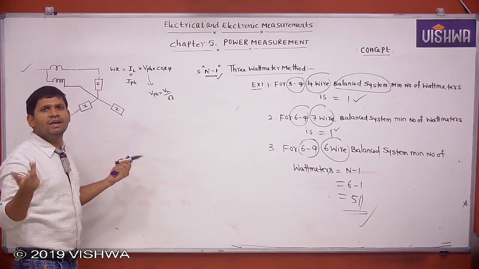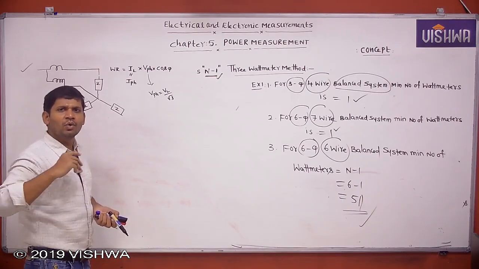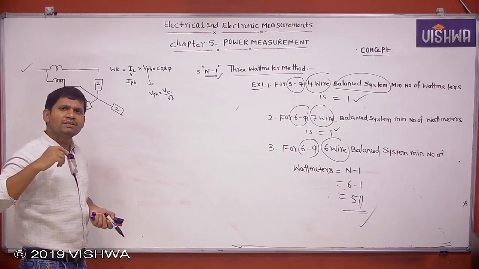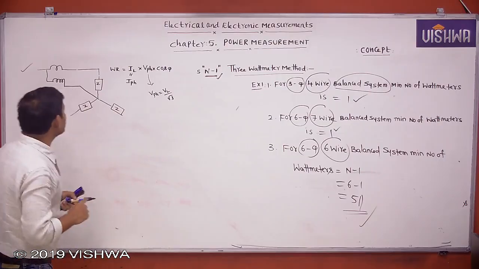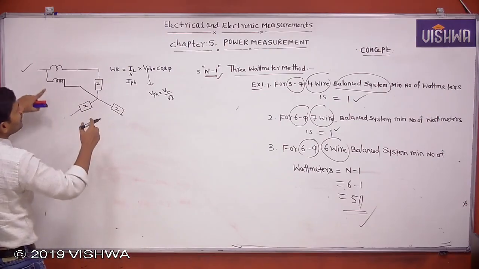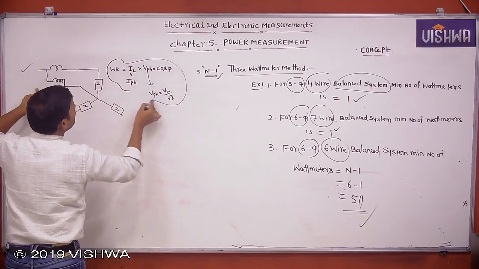Then according to those relations you can replace. In star, you know the relation between current and voltage: what is the phase voltage and phase current relation, what is the line voltage and line current relation. According to that you substitute. Wattmeter reading is equal to pressure coil reading into current coil reading into power factor.